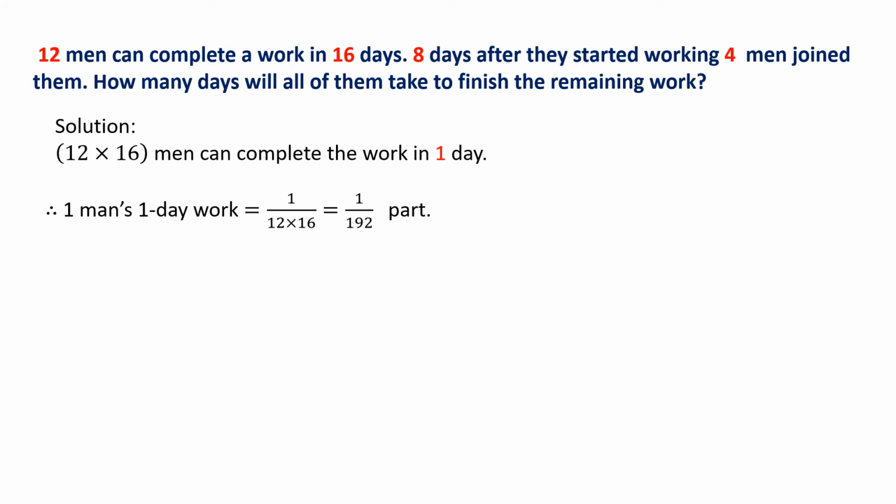So 1 man's 1 day work equals 1 divided by 12 times 16, equal to 1 divided by 192 part. This is actually the process I told you. Okay, don't do it otherwise, or you will get caught if I change the question, as you are caught in question number C of your half yearly exam.